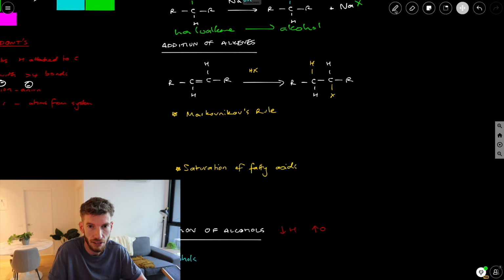So addition of alkenes, this is where you've got an alkene, so a double bond, and you're adding something across the double bond, right? So you're saturating that double bond. And so here we've got HX, so again, X is just a halogen. So this could be like hydrochloric acid, or it could be HBr, so hydrogen bromide or bromic acid, and that kind of thing. If we add that, we've got a H plus, and we've got an X negative.